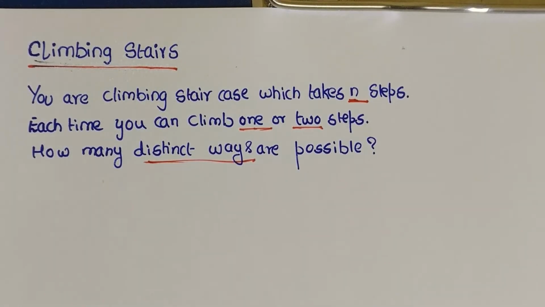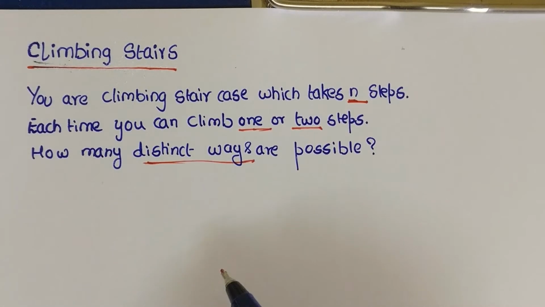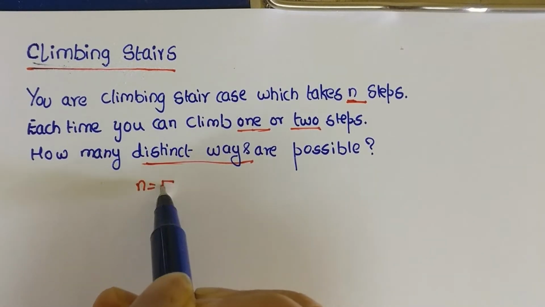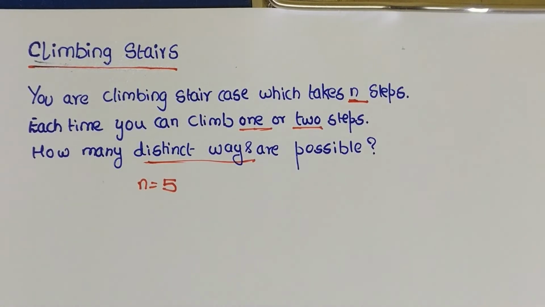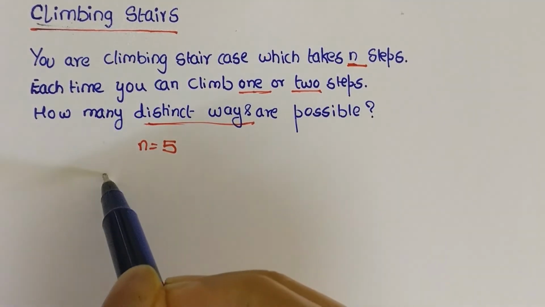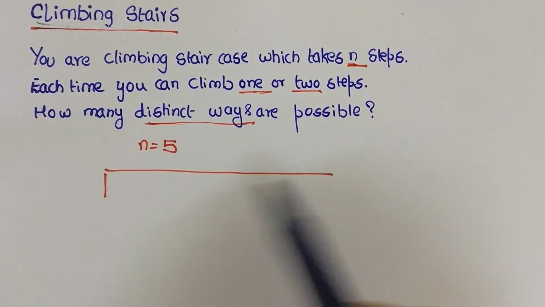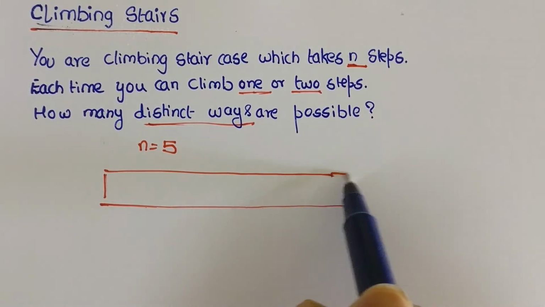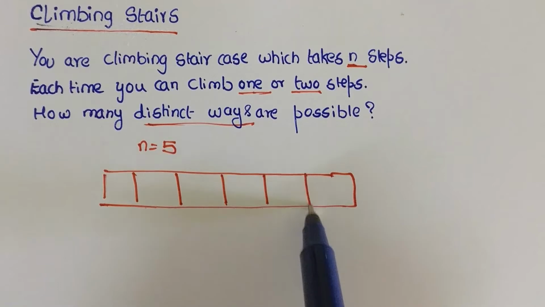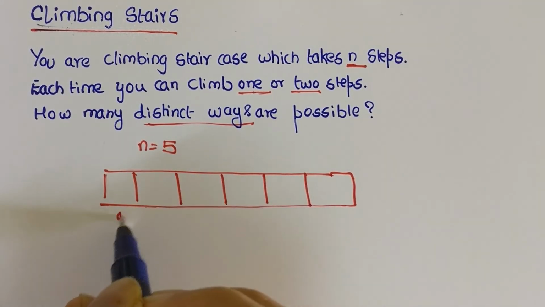So how do we go about solving this problem? First let's take an example and go through it. Let's consider n equals 5, and for this let's take an array of 6 elements, where 0 is the starting position.